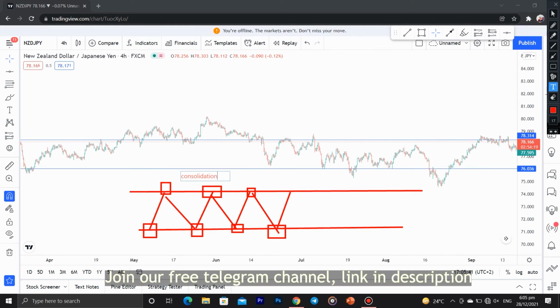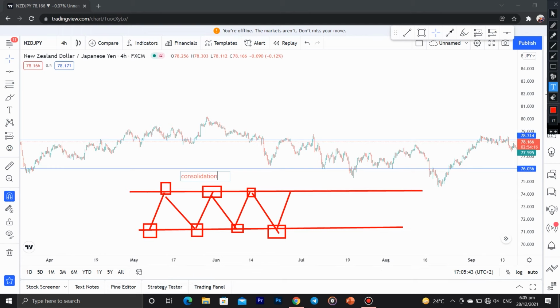And then on the upper side, we have the resistance. When the markets reach here, they are resisted to move down. Reach here, resisted to move down. Reach here, resisted to move down. Easy concept, right?